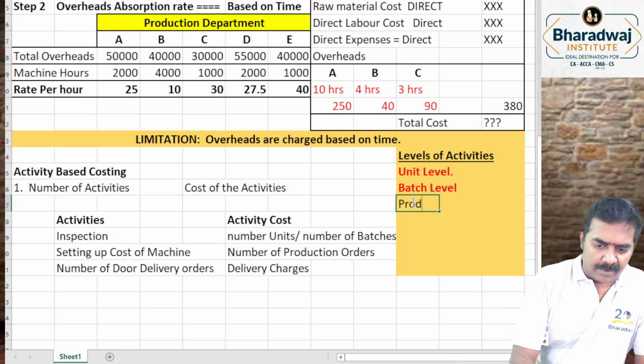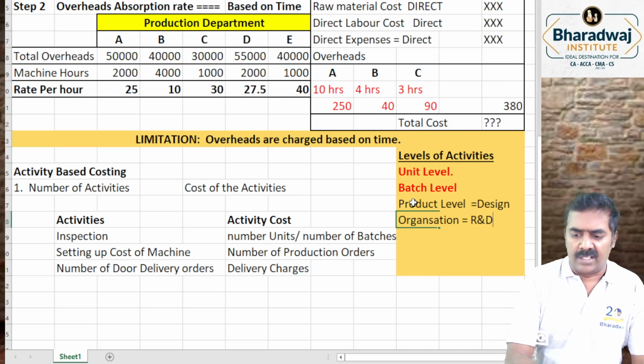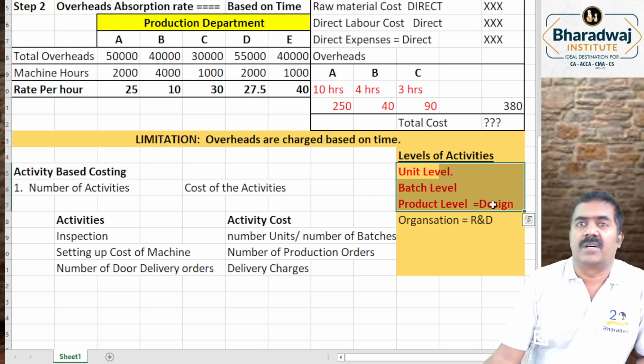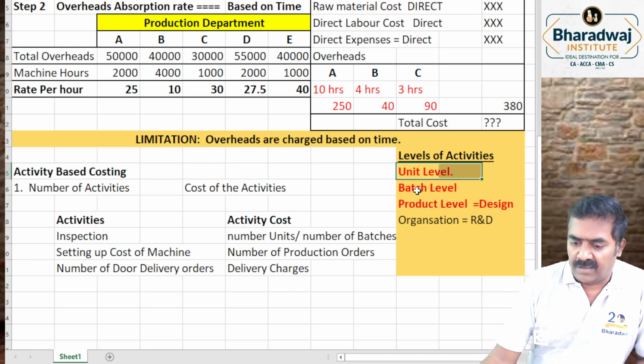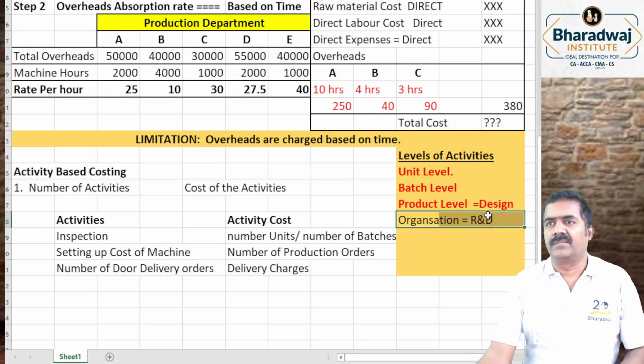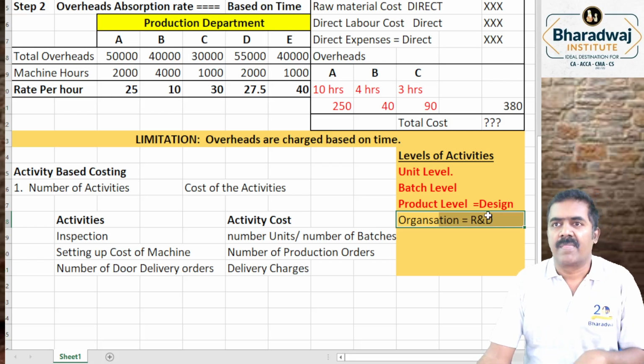Then you will have product level activity, which will include things like designing. Then you will have organizational level activities, like new product development, research and development. There are different levels of activity that are done. We will charge the customer only up to this. Only three activity costs are charged: unit level activity, batch level activity, and product level activity. Will you charge R&D cost to the customer? I'll tell you an example next time.